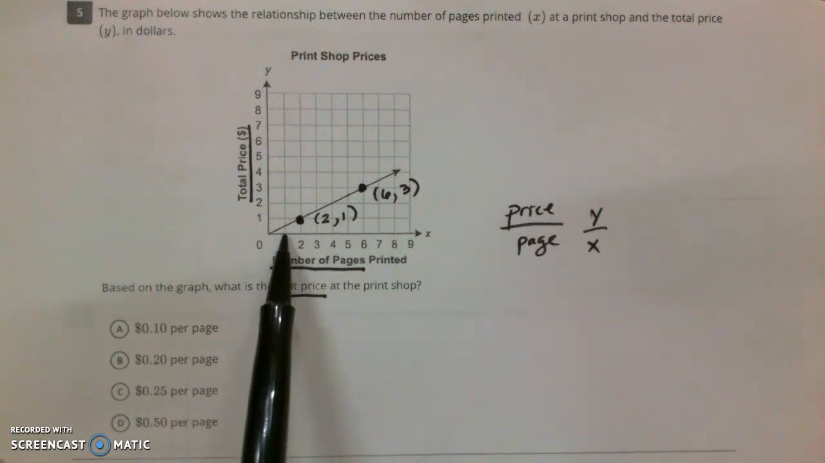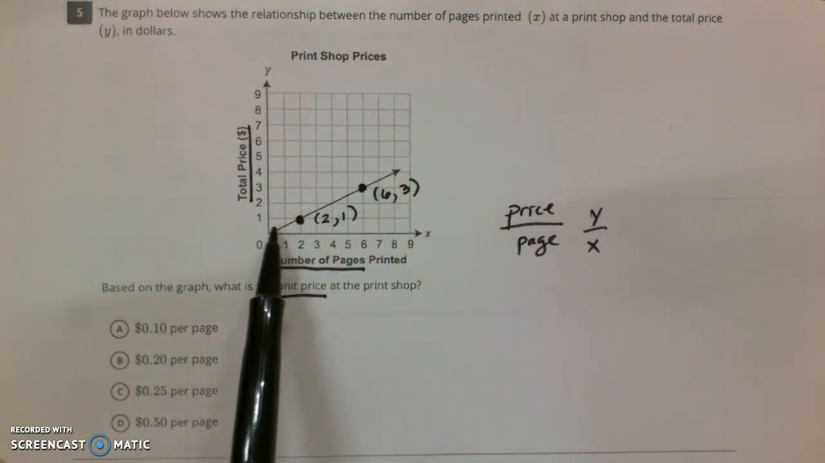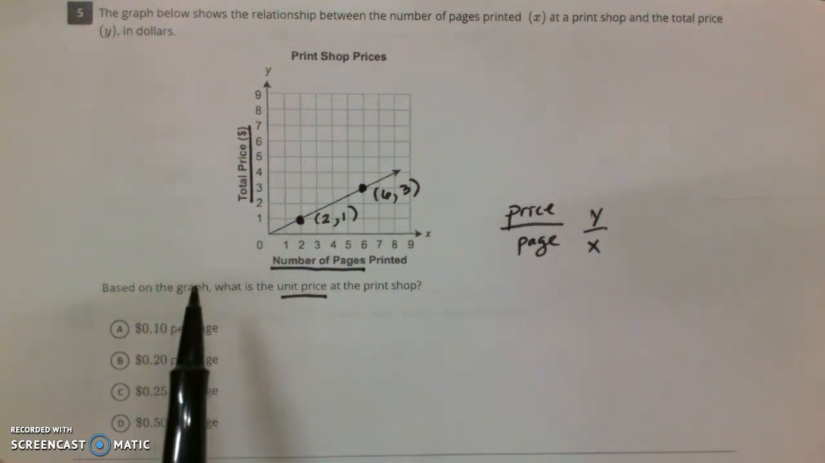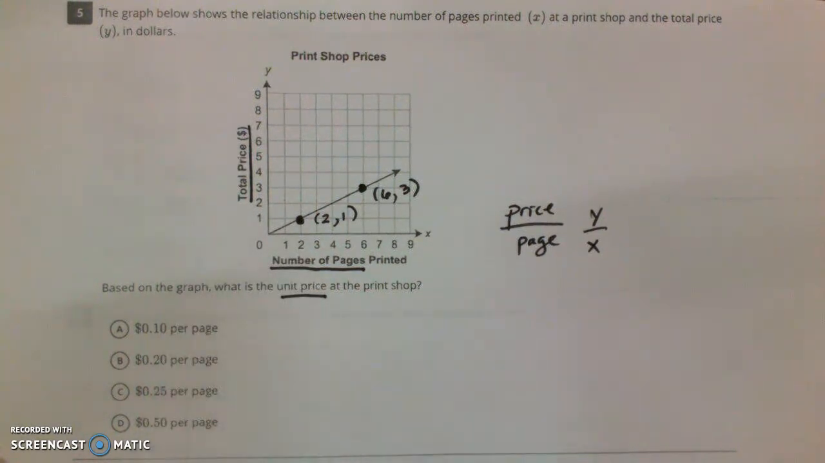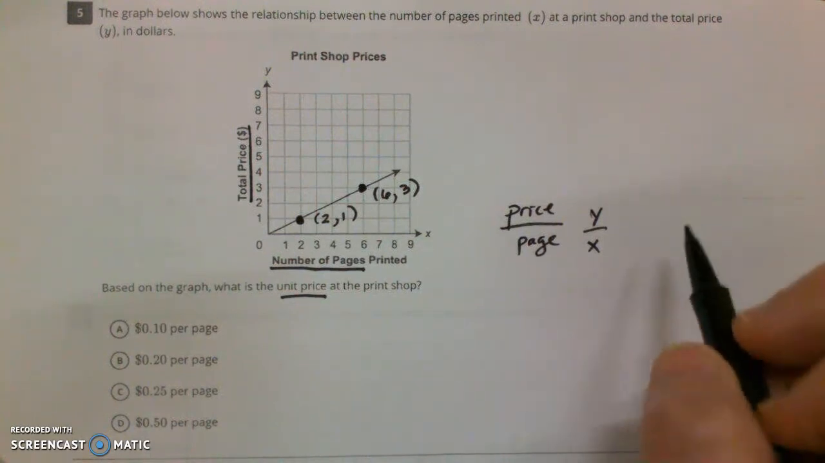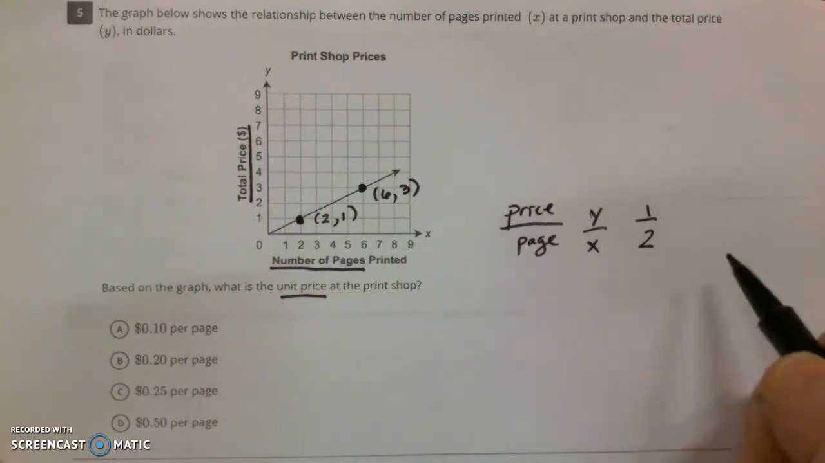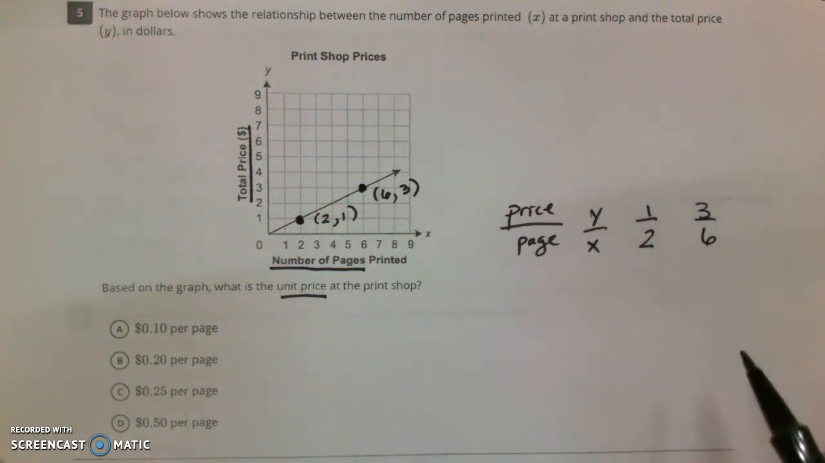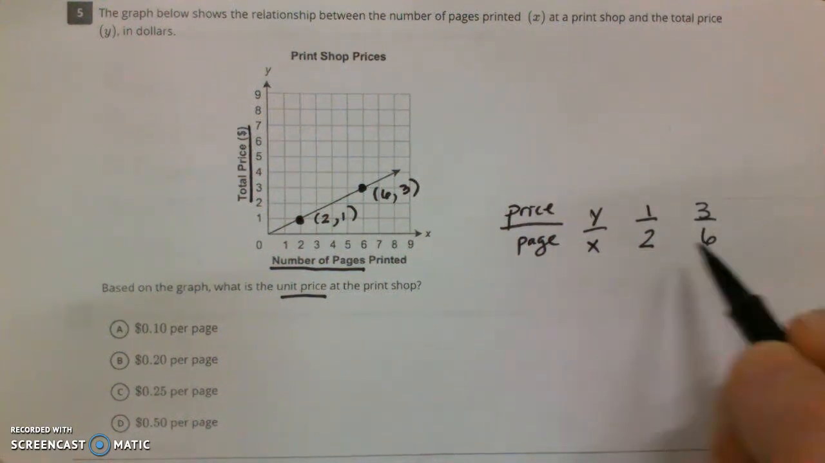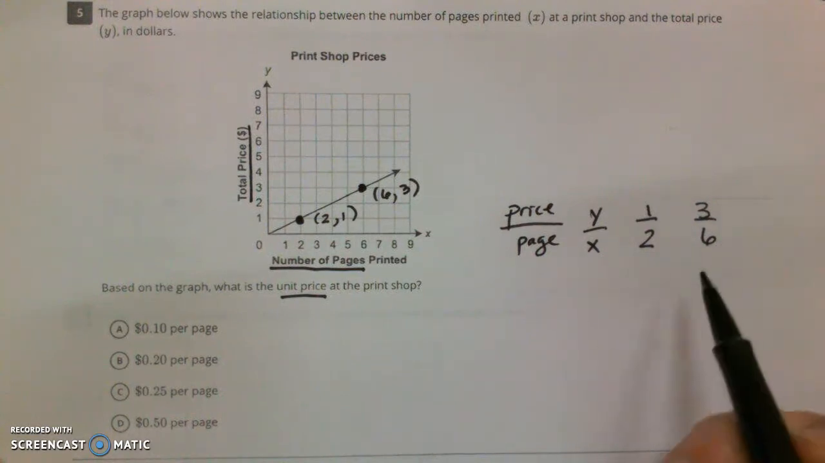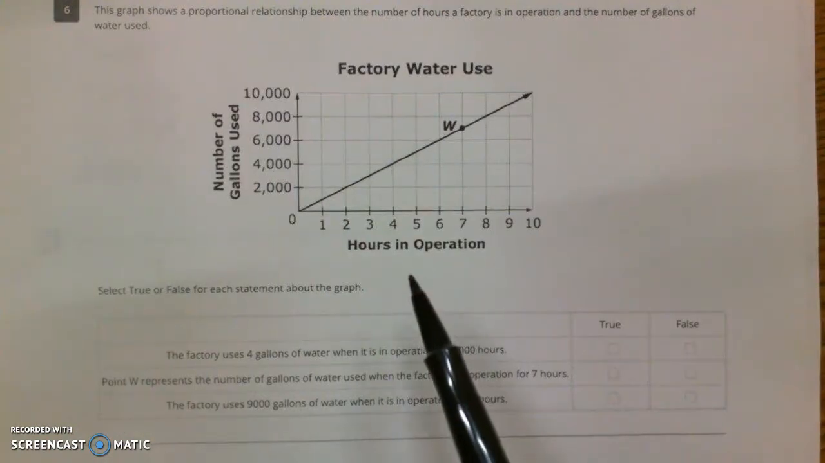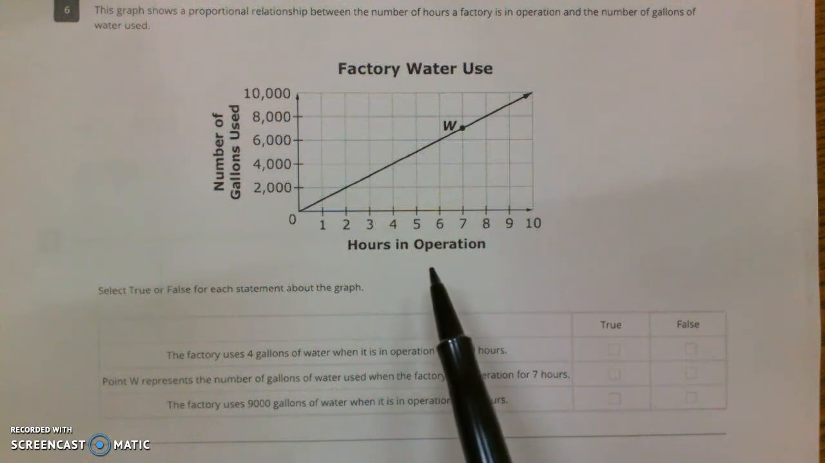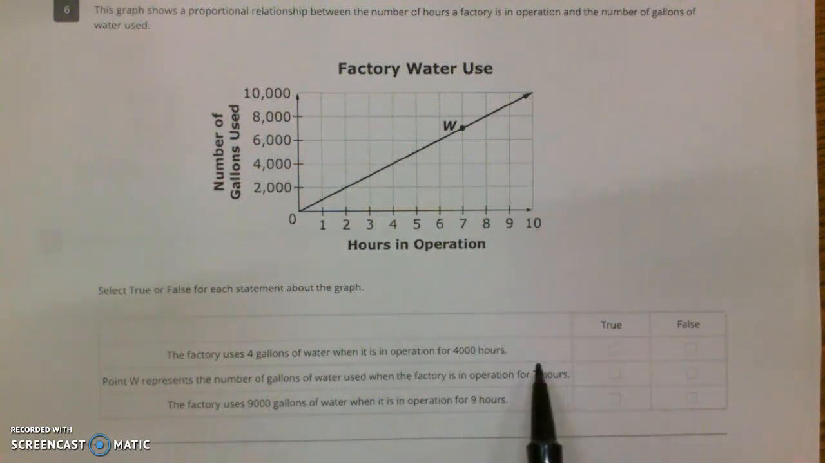Notice if I look where x is 1, I would have to estimate what y is, and I don't want to do that. I want to look where I know what the x and y values both are. So in either case, I would divide y by x, so that's 1 divided by 2, or 3 divided by 6. Either of those gives me 1/2, or since we're talking about money, 1/2 would be 50 cents per page, which is choice D.